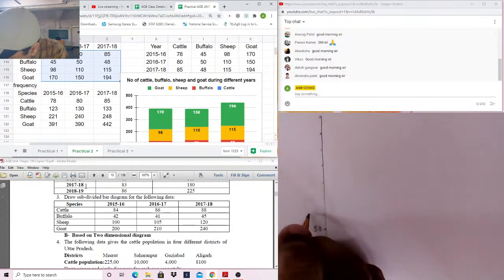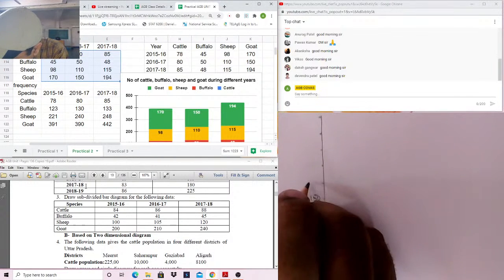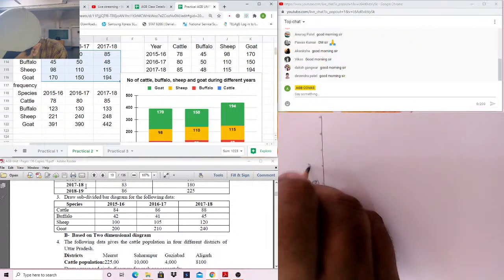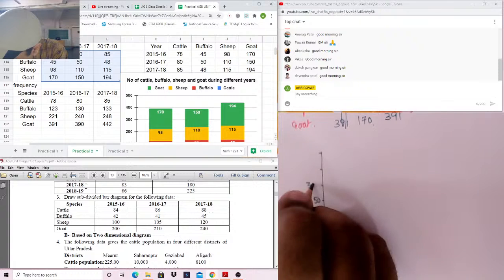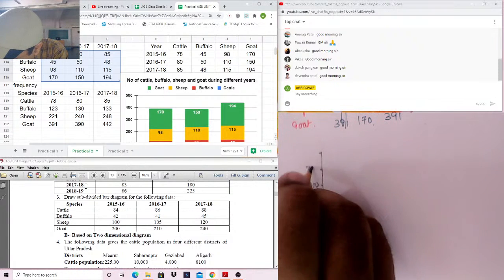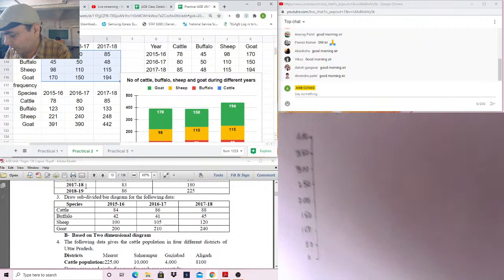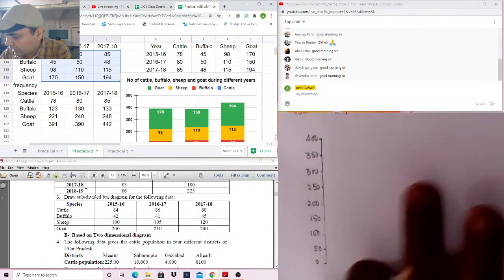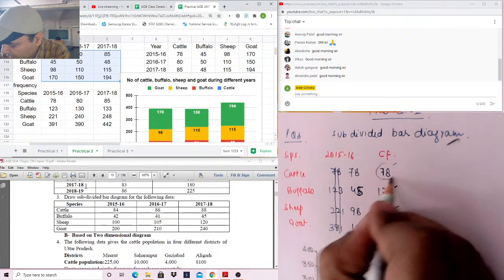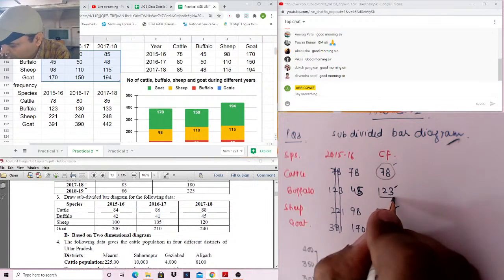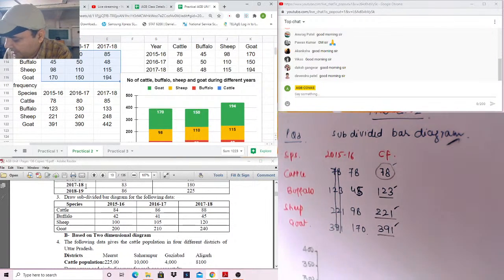So after 50 will be 100, then comes 150, 200, then 300, 350, and it comes out to be 4. Okay. So the values you can see from here is that we will start from 78, then go up to 123, then 221, and then 390.